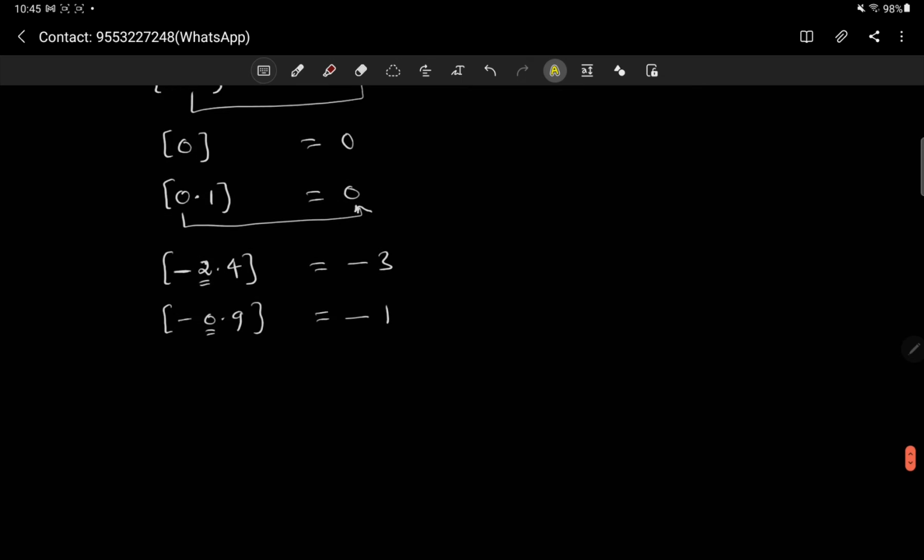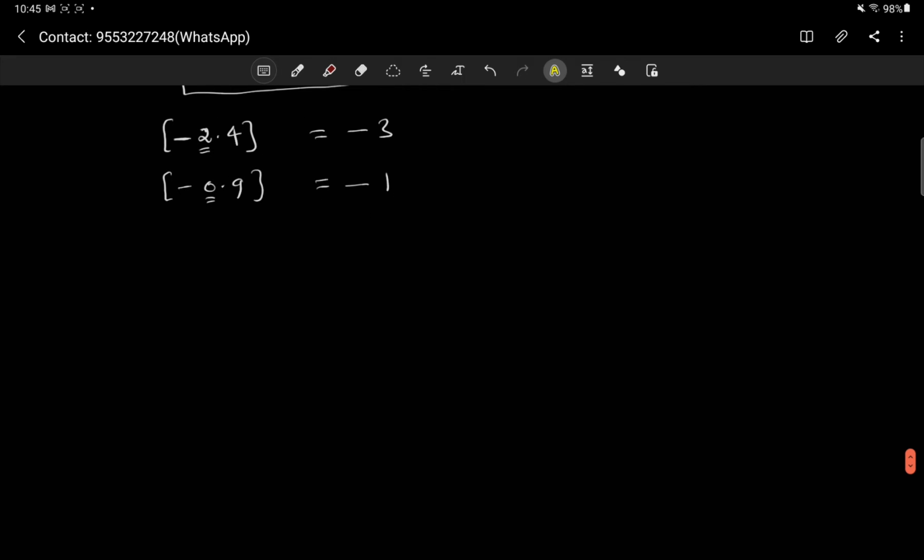So this is about the step function, and the graph of the step function we'll discuss in functions. Okay, separately we'll discuss the graph of the step function in the functions topic. Next you see here, fractional part function.